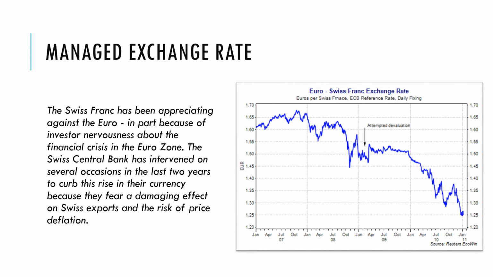Switzerland is another example of a state that has intervened in the foreign exchange market. They've intervened on several occasions in the last few years to curb a rise in their currency because they feared it was damaging exports. They often did this by intervening to lower interest rates. And again on the chart we can see that they have attempted to lower the value of the franc. We can see here the amount of euros needed to buy 1 franc has decreased as the Swiss government have tried to devalue their currency.